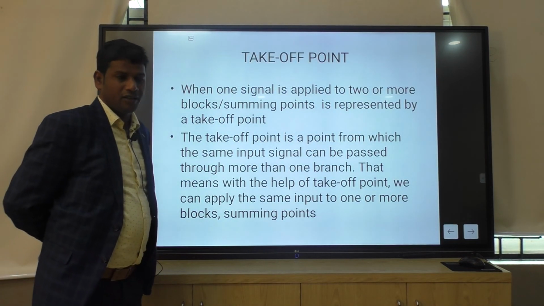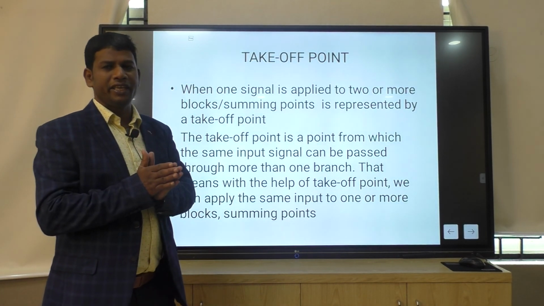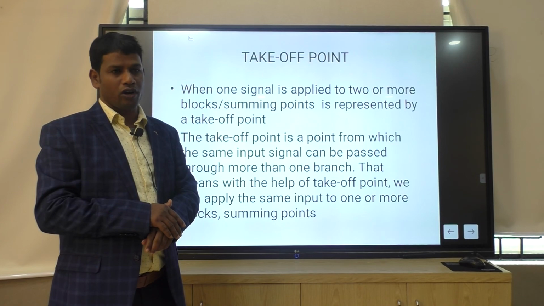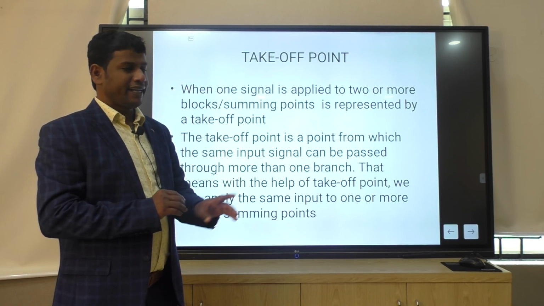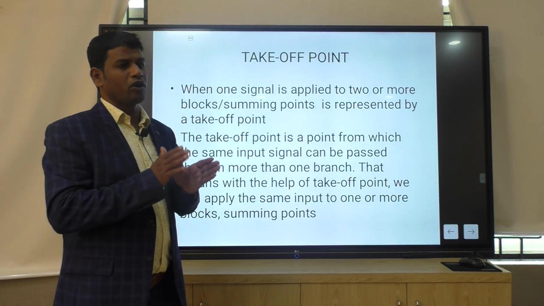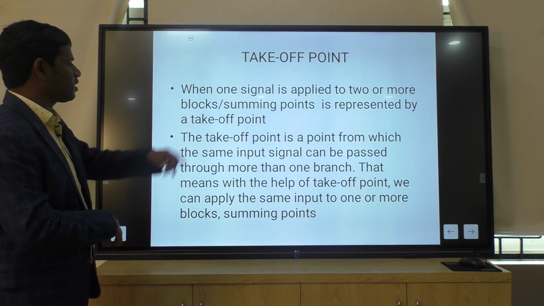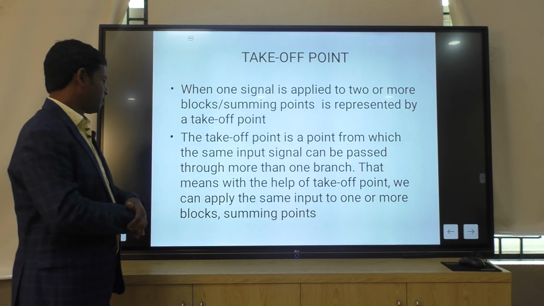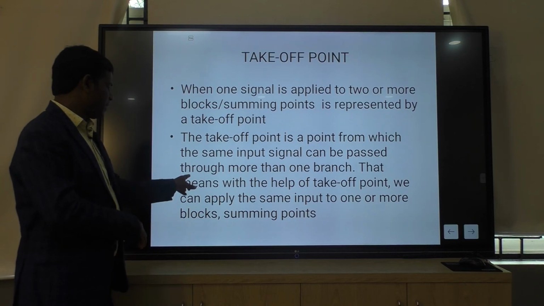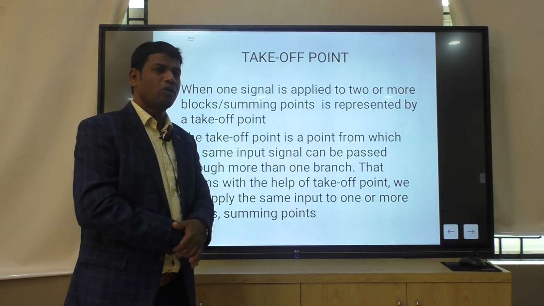Next is the take-off point. The third basic element in the block diagram is the take-off point. A take-off point is used when a single signal is applied to two or more blocks. The same signal has to be applied to two or more blocks or two or more places of a control system block diagram. Where one signal is applied to two or more blocks or summing points, it is represented by a take-off point. A take-off point is a point from which the same input signal can be passed through more than one branch. By a take-off point, the same signal can be supplied to more than one branch.